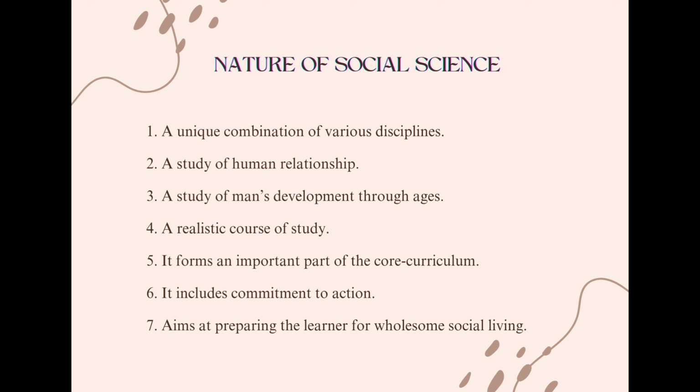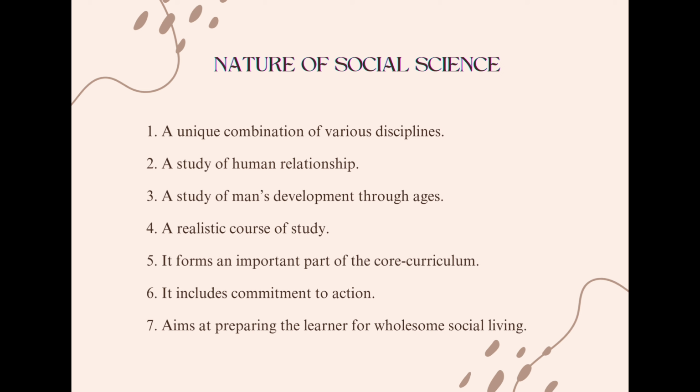Now we can move to the second point. Social science is a study of human relationship. Okay, we can say that at its core, social science is about people, how we connect, cooperate, and sometimes even disagree with each other. It studies the way humans live together in families, communities, and larger societies.